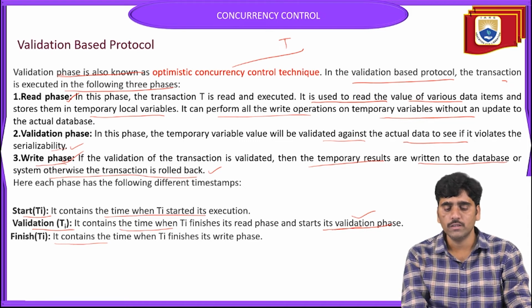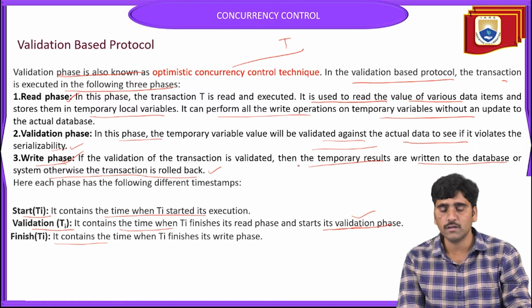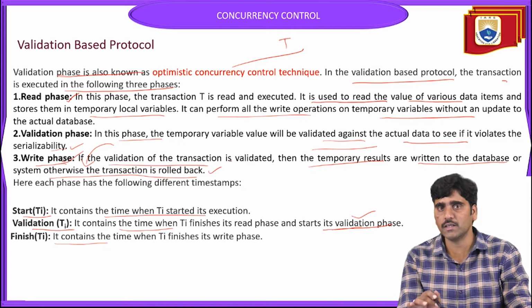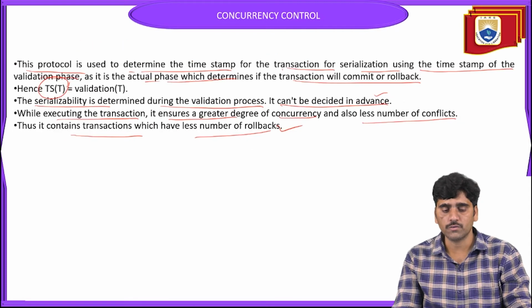Now in the validation phase, the actual data is validated against the temporary stored data. If the stored data and database data are validated, then the write operation is performed. So if the transaction is validated, then the temporary results are written to the database itself. For this we are using these phases: start phase, validation phase and finish phase. So this is about the validation protocol.